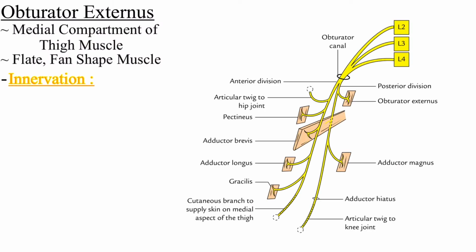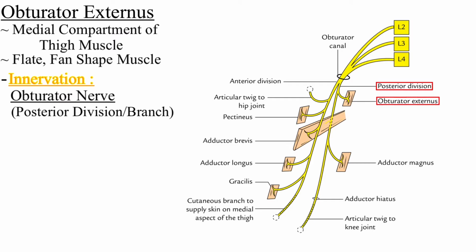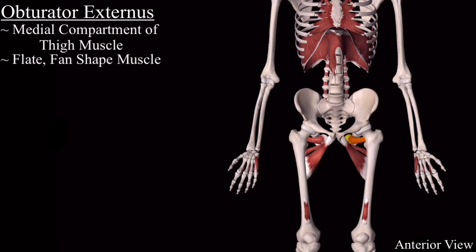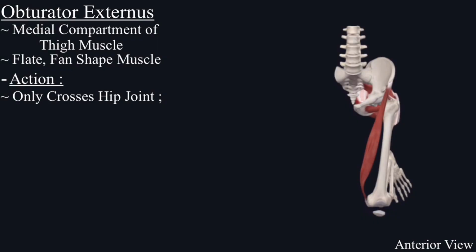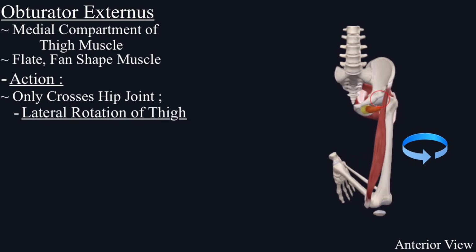Obturator externus muscle is innervated by the posterior branch of the obturator nerve. Spinal nerve roots L3 and L4 have major contribution in the innervation of this muscle. Among these two, L4 is the major contributor. Next is the action. Obturator externus muscle only crosses the hip joint, and its main action on the hip joint is the lateral rotation of the thigh.